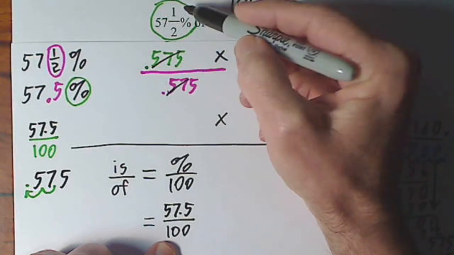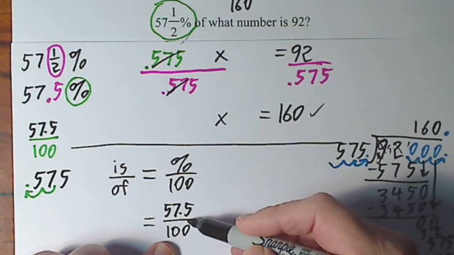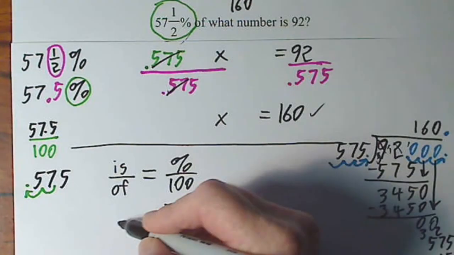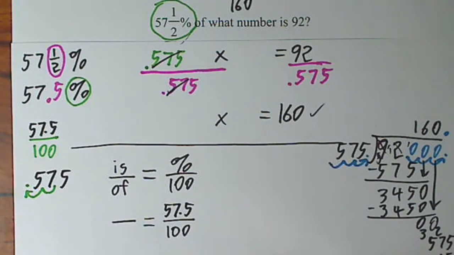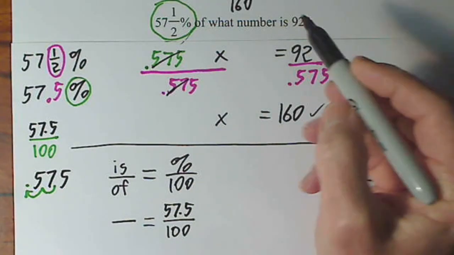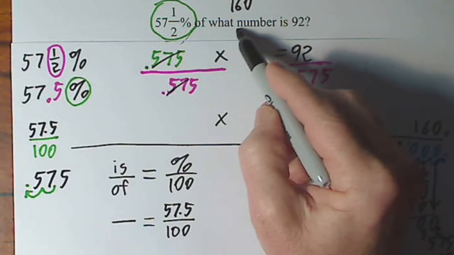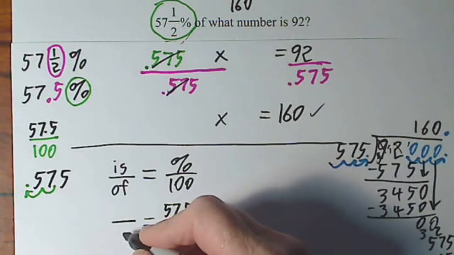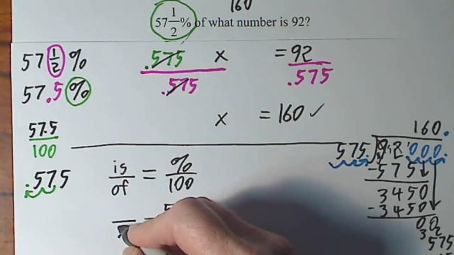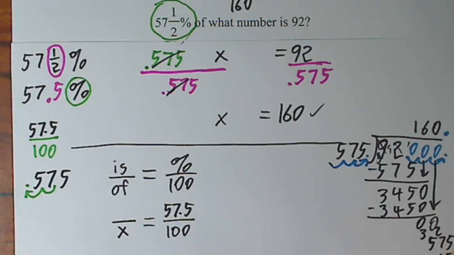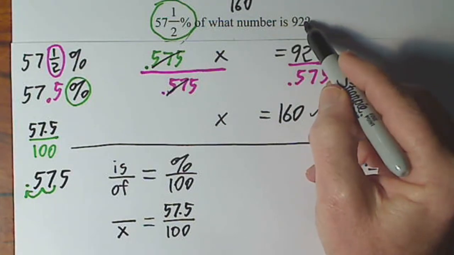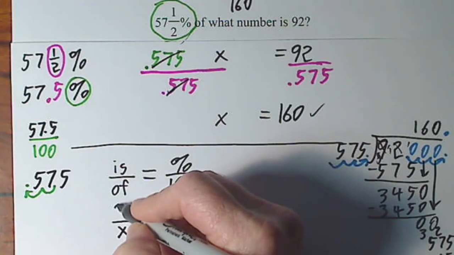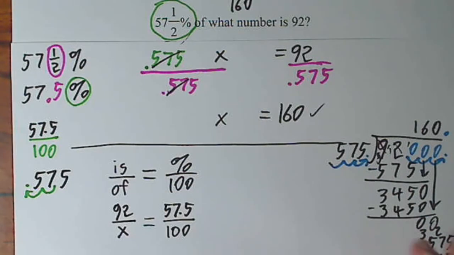Okay? I've rewritten this directly into this. Now as far as the left side of our proportion, of is next to what number, so for of, that's what number, we'll use a variable x, and then is 92 places the 92 on top.